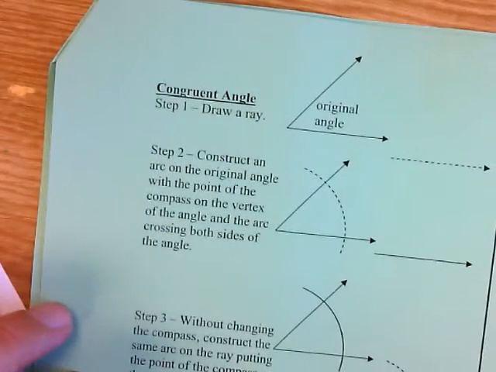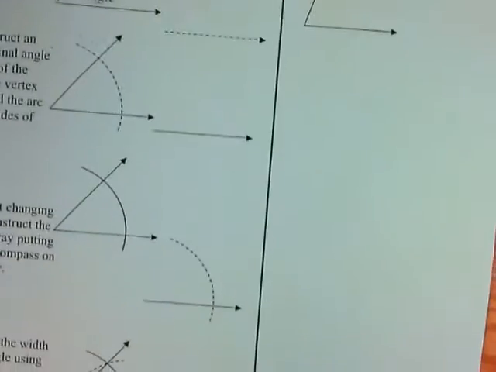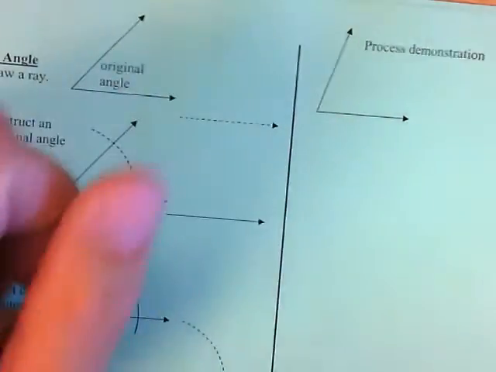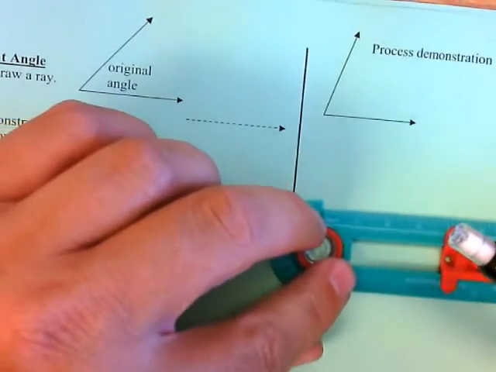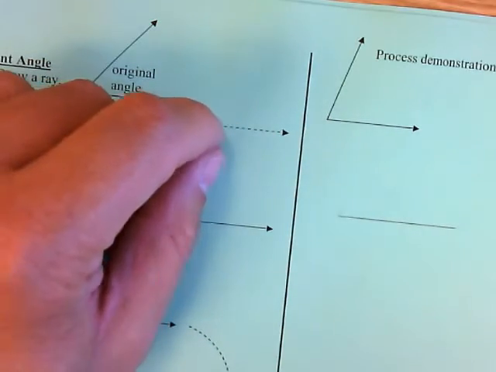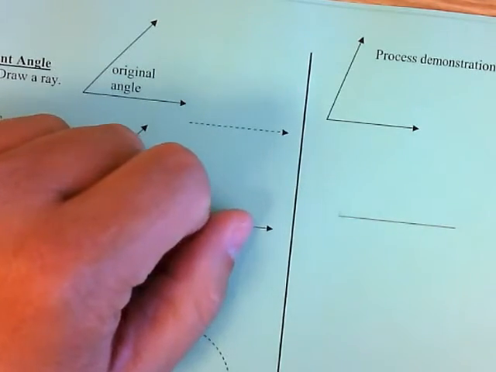Third one, a congruent angle. Okay, so this is copying an angle. Step one is to just draw the bottom part of the angle. We're just drawing a straight line. It's going to end up being that bottom side of the angle.